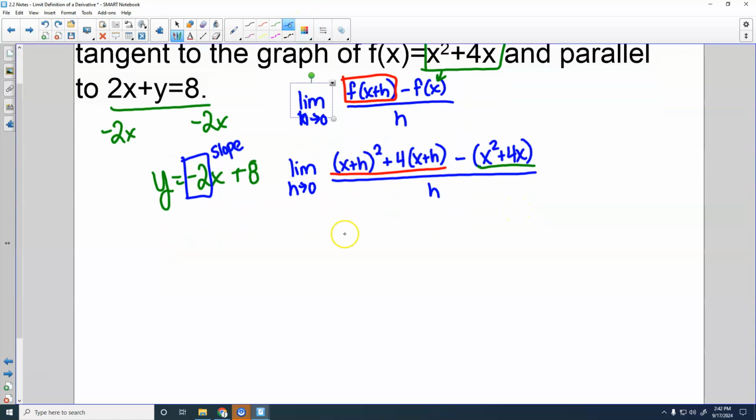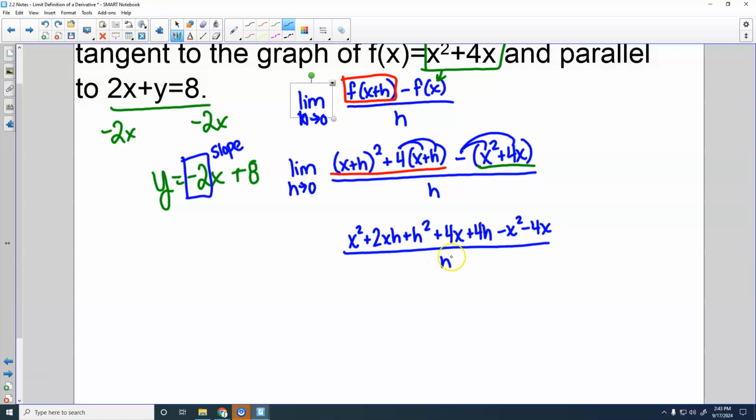Let's square the binomial here. That's going to give us x squared plus 2xh plus h squared. And then I'm also going to distribute that 4, plus 4x plus 4h. And I'm going to distribute this negative: minus x squared minus 4x. All of that is over h. And we don't want to drop our limit notation. So we'll do this.